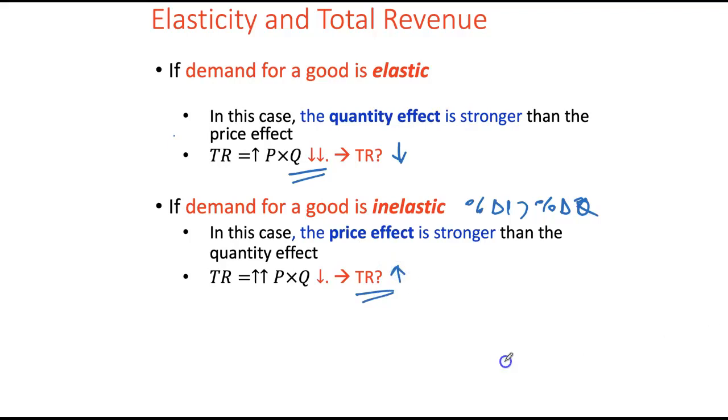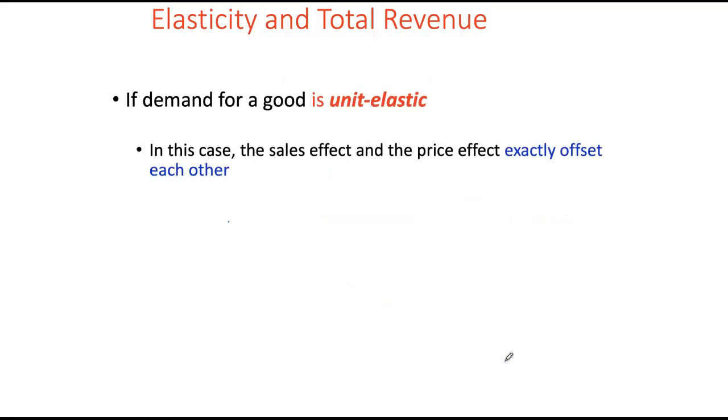And if the demand is unit elastic, here we'll see that the quantity effect is exactly equal to the price effect. So for a given percentage change in price, quantity demanded will respond by the exact same amount. So it offsets the price effect completely. So total revenue will not change in this case. Price increasing by 10%, let's say, will cause quantity demanded to also decrease by the exact same amount. Not more than that, not less than that, and therefore your total revenue will not change.